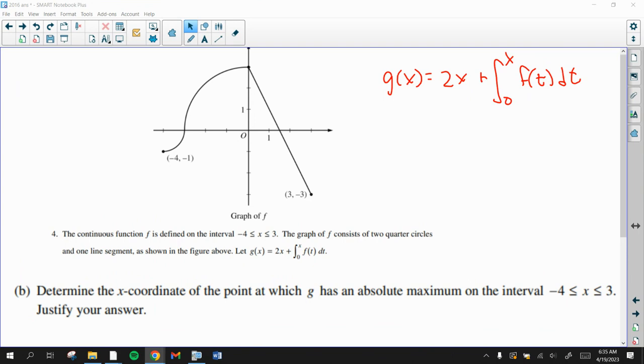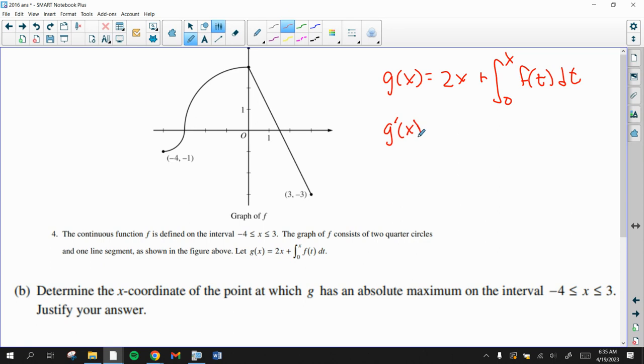To use the candidates test to find out where a function G has an absolute max or min, you have to find the critical numbers, which means you have to find out where the derivative of the function equals 0. Those would be some of the candidates, and then you use the other candidates, the endpoints, and plug them all into the original function. So the first thing I'm going to do is find the critical numbers of G. The critical numbers of G would be where the derivative equals 0.